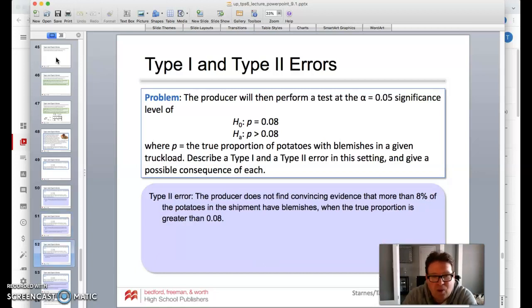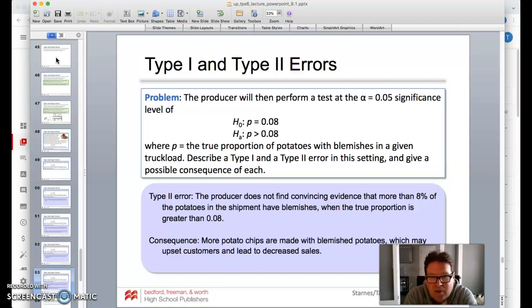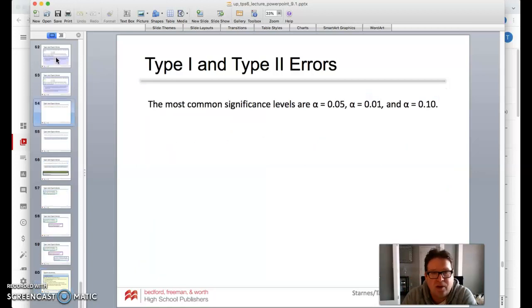The type 2 error, of course, would be that the producer does not find convincing evidence that more than 8% of the potatoes in the shipment have blemishes, and actually the true proportion is greater. Well, then we have an inferior product. We're going to make more potato chips with blemishes, which lessens the quality, and customers may not like that. No one wants that potato chip that has that big brown stain on it. They might reduce the quality and, of course, decrease sales, which we don't want to see happen either. So those are errors we want to avoid if possible.